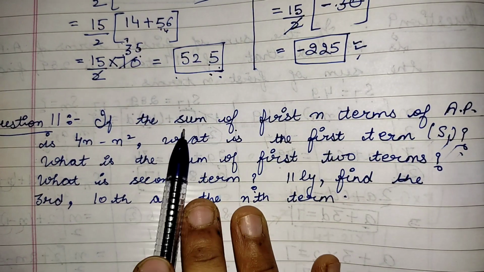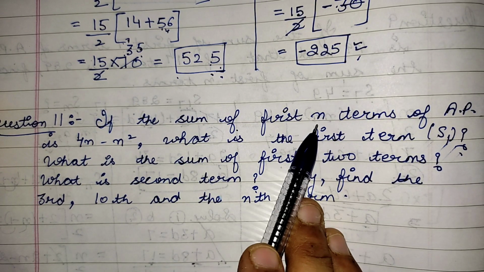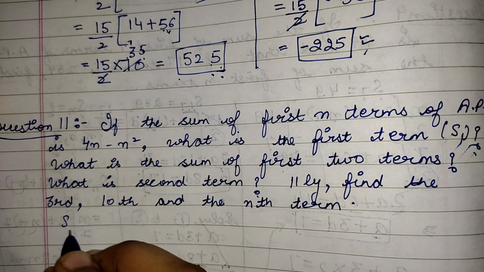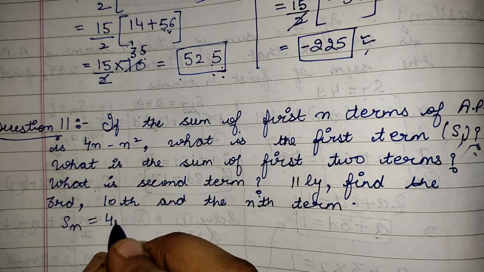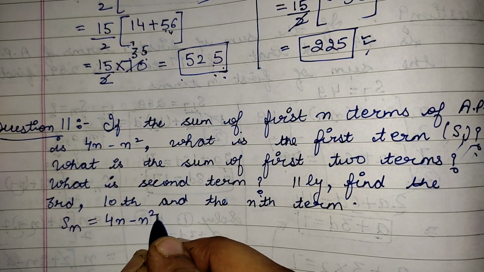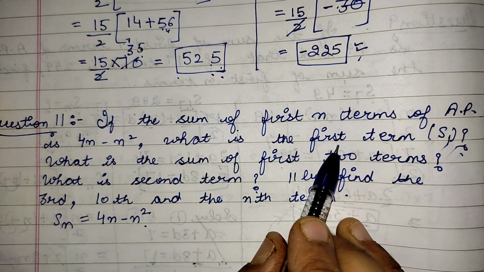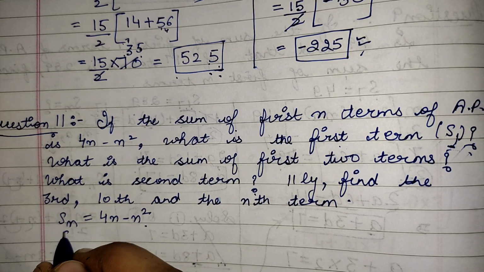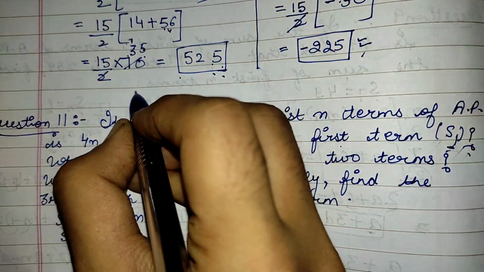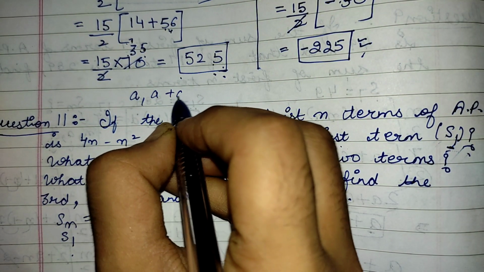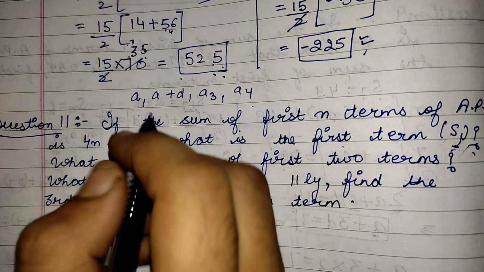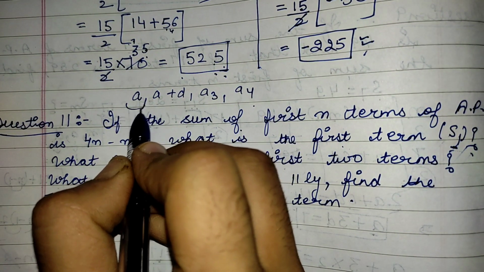So moving to question number 11, which says that if the sum of first n terms of an AP is given to us equal to 4n minus n square, what is the first term? First term means I have to find out the value of S1, because this is the first term, this is the second term, this is my third term, this is my fourth term, right?